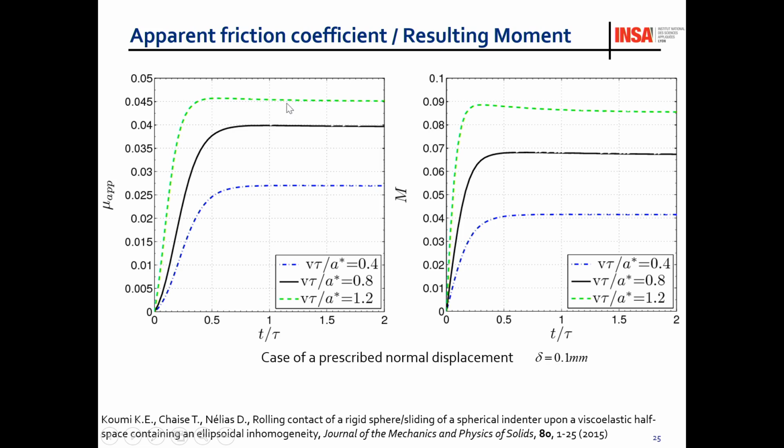However, you can see here that when you have the time which is equal to about tau, the reaction time, you have about the steady state regime. Okay. And you have sometimes at the beginning, the friction coefficient is higher than in the steady state. This is possible. And this is in the situation when we have a prescribed displacement.